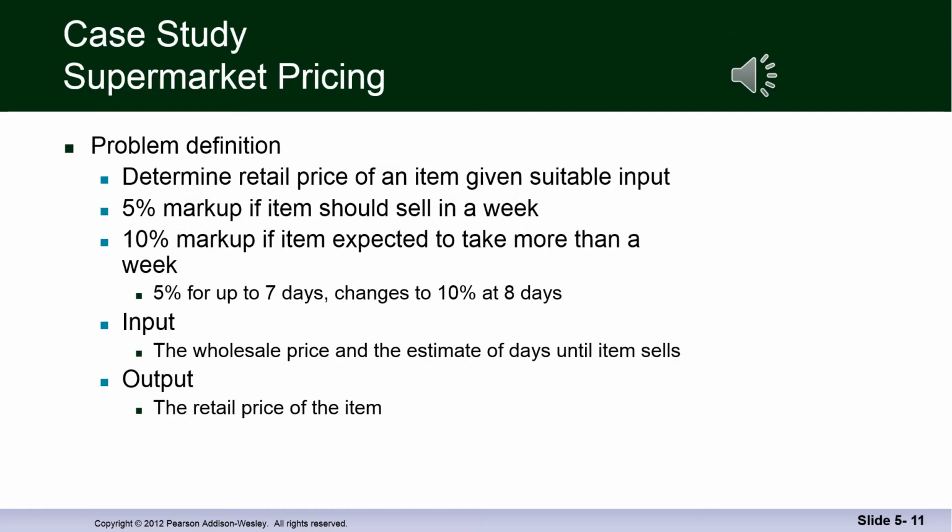Over the next few slides, we'll take a look at a case study called supermarket pricing. So the problem definition, or the requirements as I call them: determine the retail price of an item given suitable input. There's a 5% markup if the item should sell in a week, 10% markup if the item is expected to take more than a week to sell. So 5% up to 7 days changes to 10% at 8 days. Input is the wholesale price and the estimate of days until the item sells, and the output is the retail price of the item.